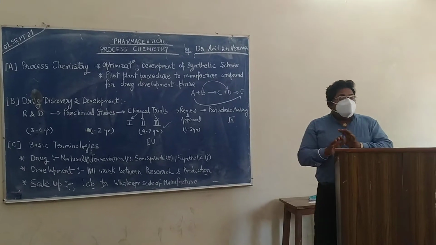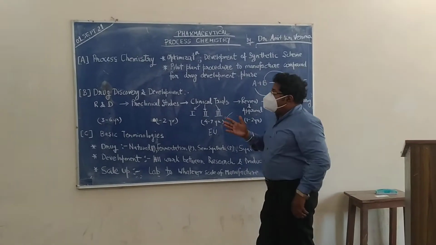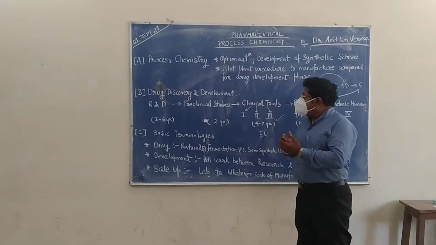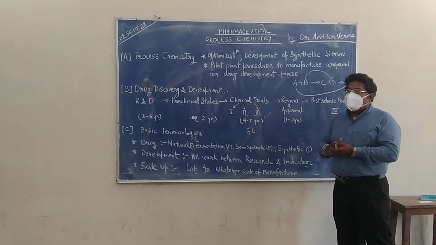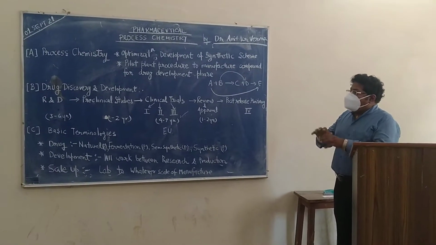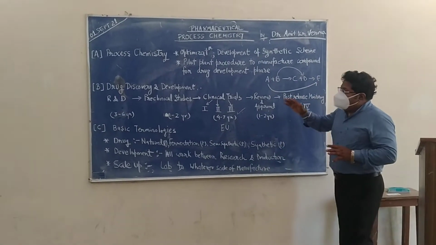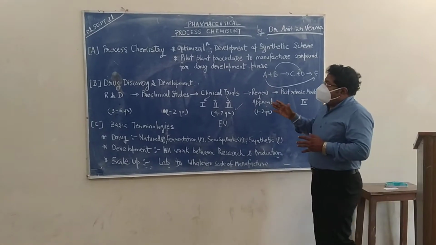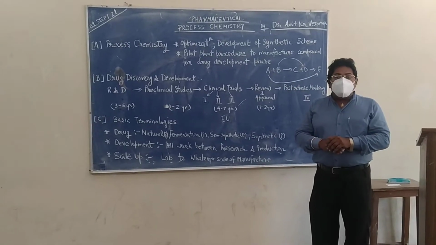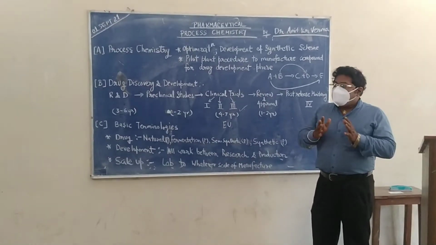Here one concept is drug discovery and development. In drug discovery and development, we know that there is the R&D phase, preclinical studies, then the clinical trials, then the review and approval of those trials, and post-release monitoring. This all comes under the drug discovery and developmental process. So why am I telling you this? Because it relates to process chemistry. For understanding how it relates, we have to understand what drug discovery and development is.